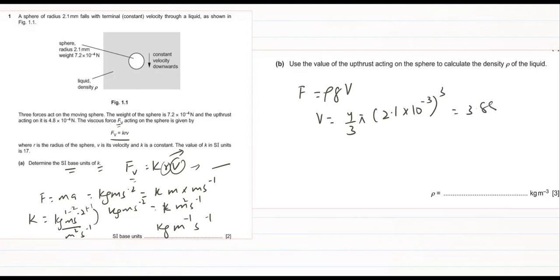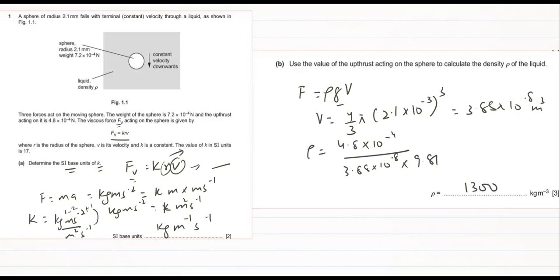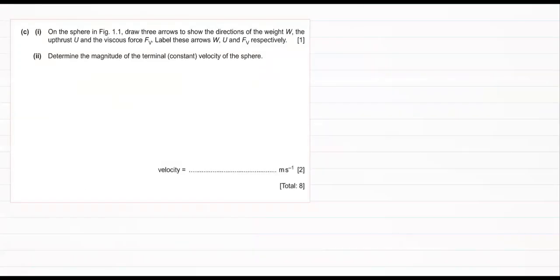You would get a value of 3.88 times 10 to the power minus 8. Putting it in the equation, the force is given as 4.8 times 10 to the power minus 4, divided by 3.88 times 10 to the power minus 8, times g, 9.81. So we are getting a density of 1300 kg per meter cubed.